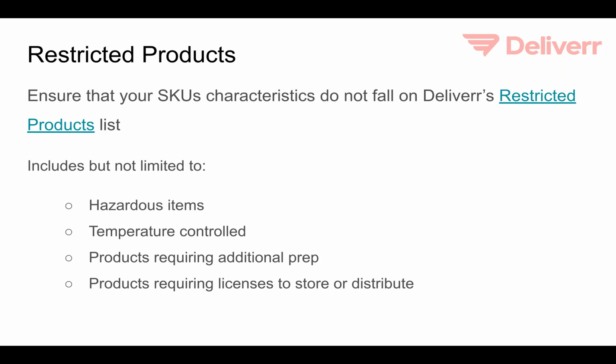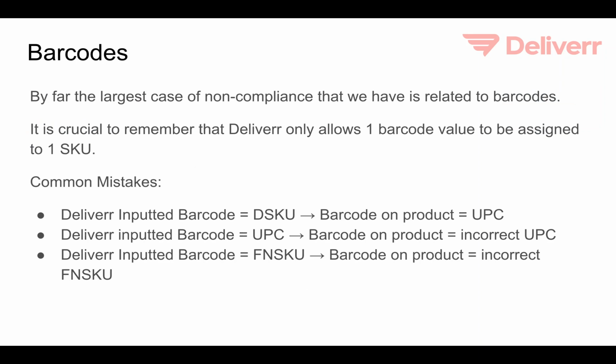By far, the largest case of noncompliance that Deliverr experiences is related to barcodes. It is crucial to remember that Deliverr only allows one barcode value to be assigned to one SKU. Some common mistakes include Deliverr was expecting a D SKU, but the barcode on the product is a UPC. Deliverr was expecting a specific UPC, but the barcode on the product was an incorrect UPC. Or Deliverr was expecting an FN SKU, but the barcode on the product was simply an incorrect FN SKU. Let's just go through a few examples.